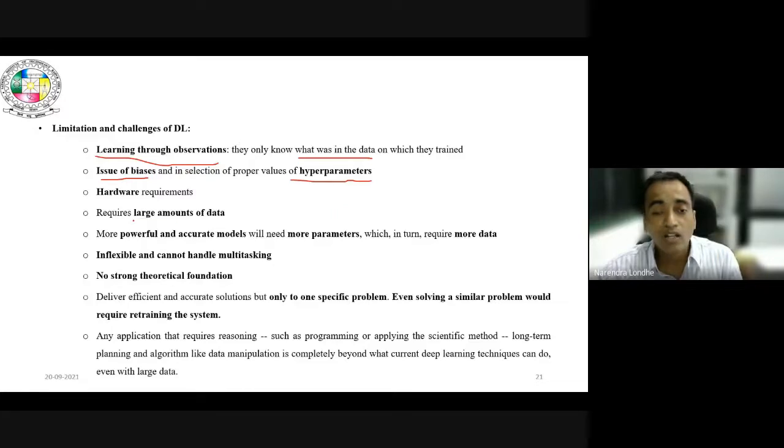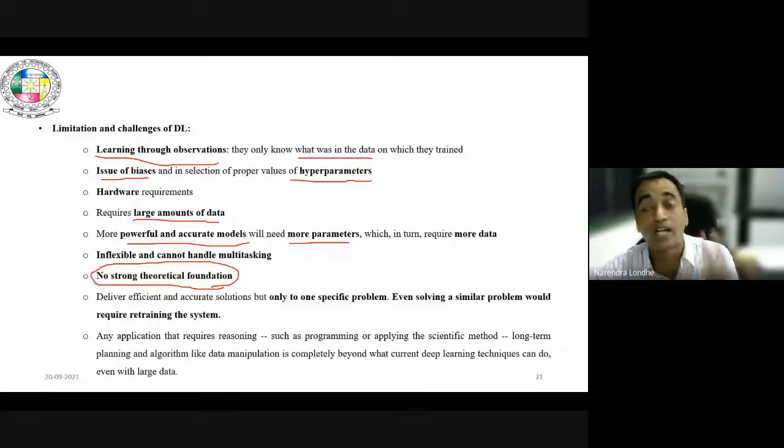So with that, you have to understand that it requires large amounts of data, powerful and accurate models, and more parameters. You also require a theoretical foundation. No strong theoretical foundation is needed because the computer will be learning on its own from the data, only data, right? Then there is only one specific problem. It delivers efficient and accurate solutions, but only to one specific problem. This is what you exactly have to do.